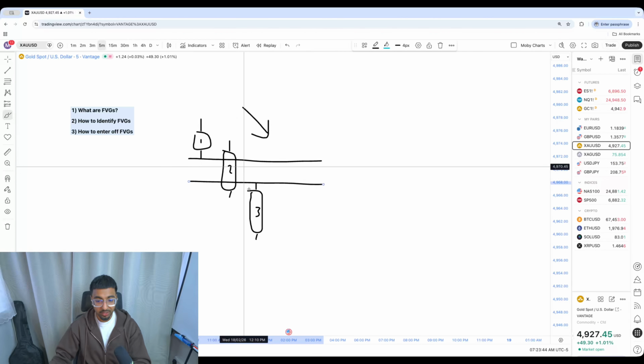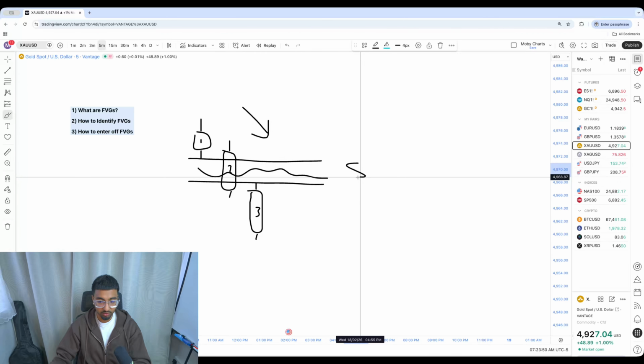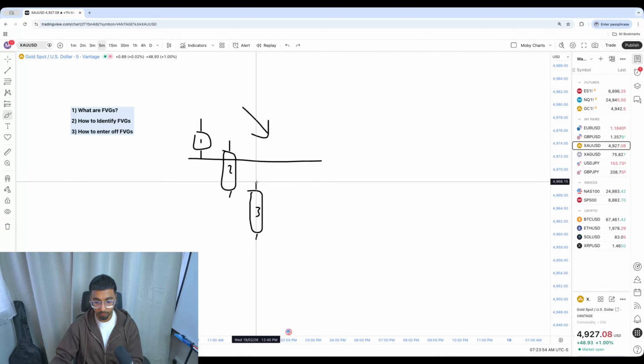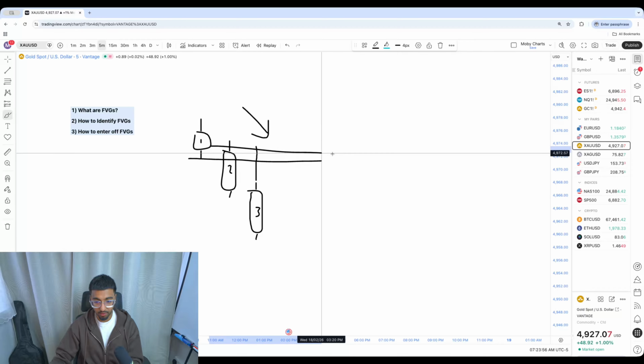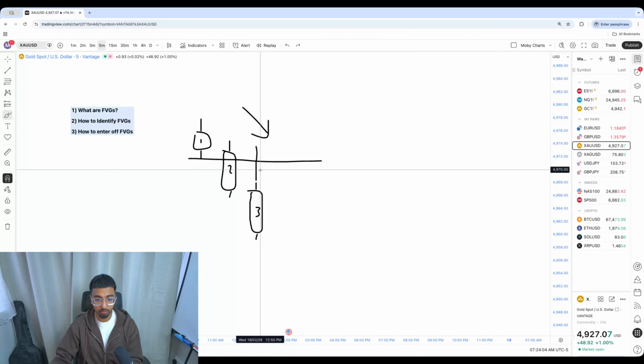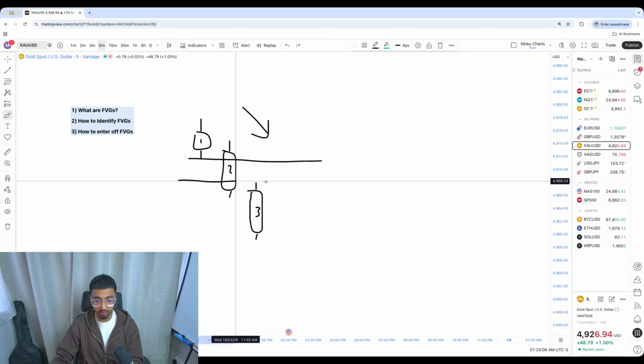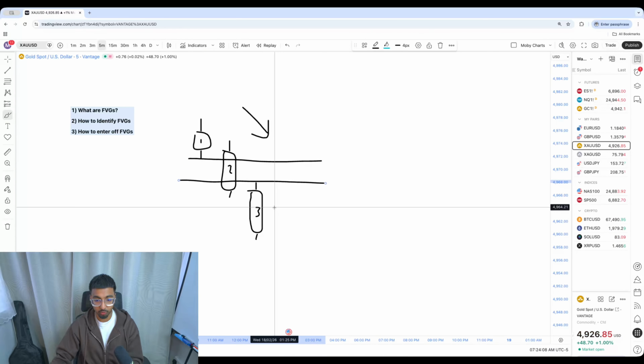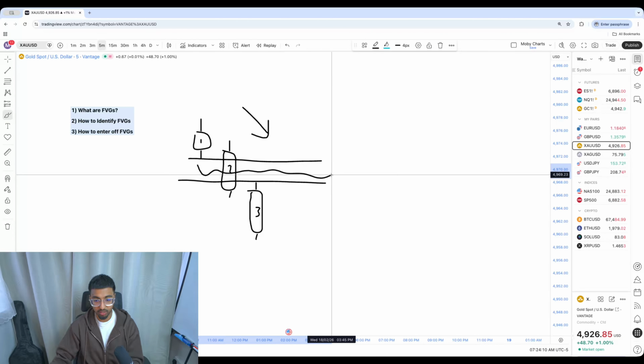Now, if these lines do not overlap, there is a void. In this case, the void will be for sellers. If they do overlap, so let's say it was like this, and by overlap I mean they cross, there is no void. The void was filled by this wick, so therefore there is no fair value gap. In this case, there is a void. There's a clear gap between one and three. This is the void. This will be the fair value gap.